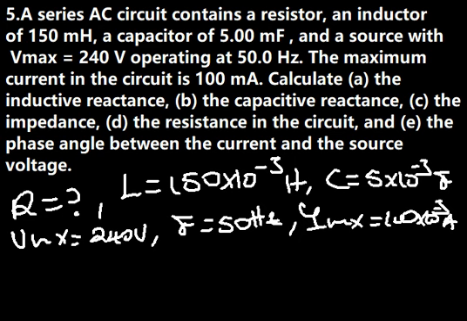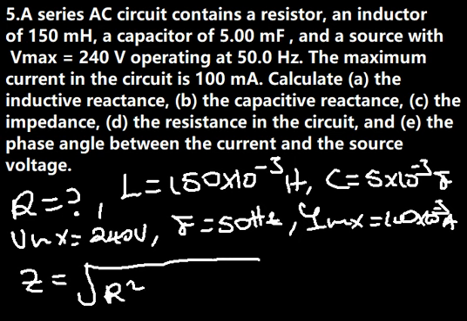Now we're looking for the impedance. I understand that the impedance, given as Z, according to the formula we discussed, is given as the square root of R squared plus (XL minus XC) to the power 2. This is the formula of the impedance that we discussed.